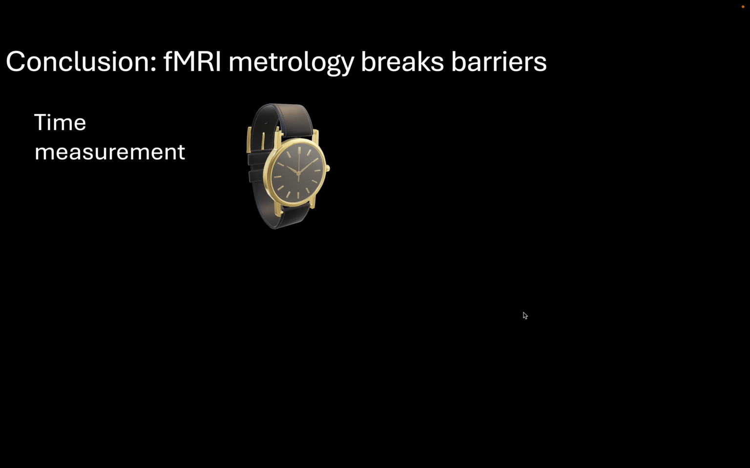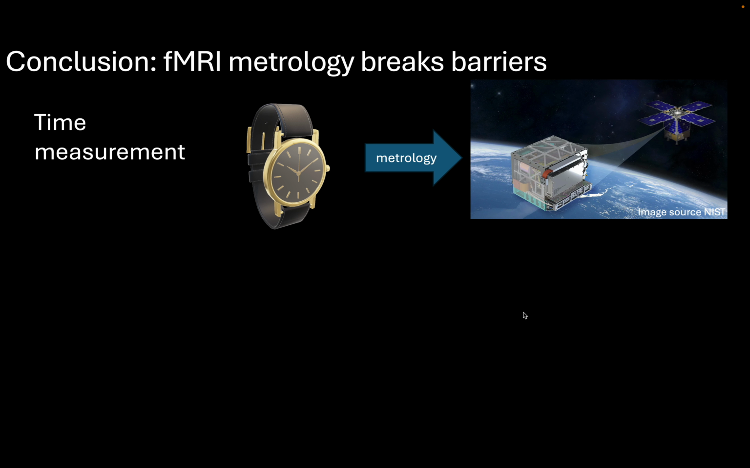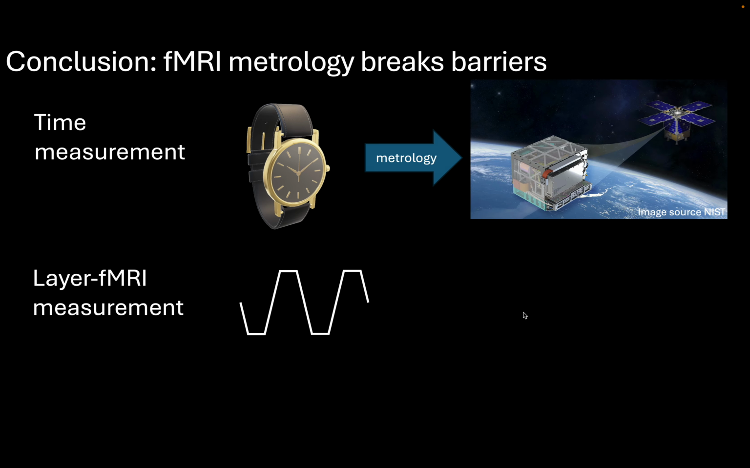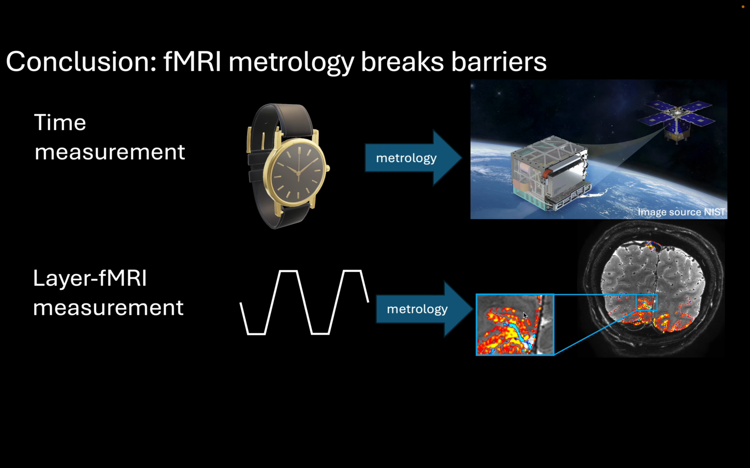In conclusion, metrology breaks barriers of spatial and temporal resolutions. It's about measuring, measuring time. Everybody can do it. However, if you do it very, very precisely, you can change the world. You give the world GPS, right? Similarly for fMRI metrology, everybody can lay out a trapezoid, right? And I showed you a lot of trapezoids in this presentation. But if you measure these trapezoids very, very precisely, you're lifting a curtain on a whole new world of mesoscale information that just waits to be discovered.